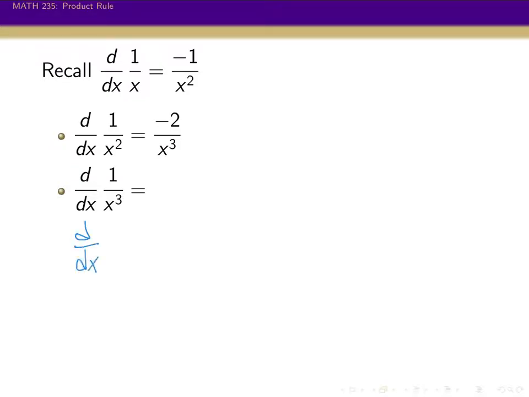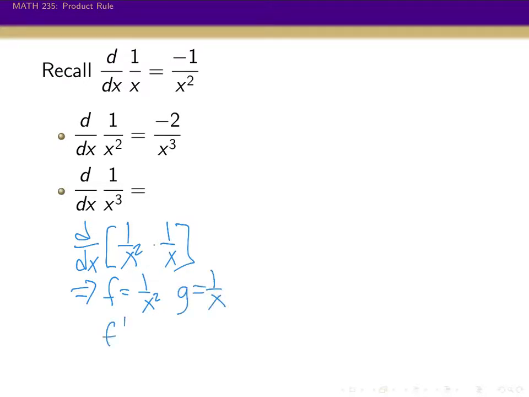Same idea. Let's think about it as being 1 over x squared times 1 over x. Then our first function is 1 over x squared, and our second function is 1 over x. F prime, as we saw before, is minus 2 over x cubed. G prime, as we see from up here, is minus 1 over x squared.